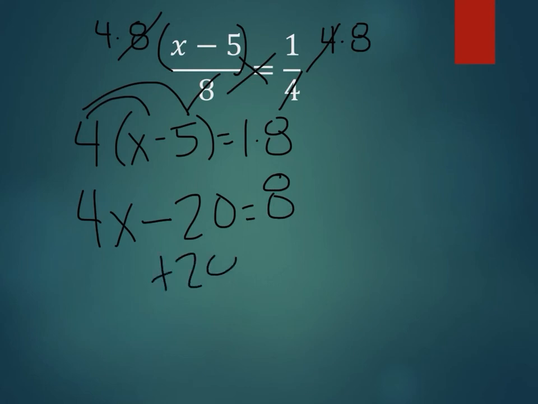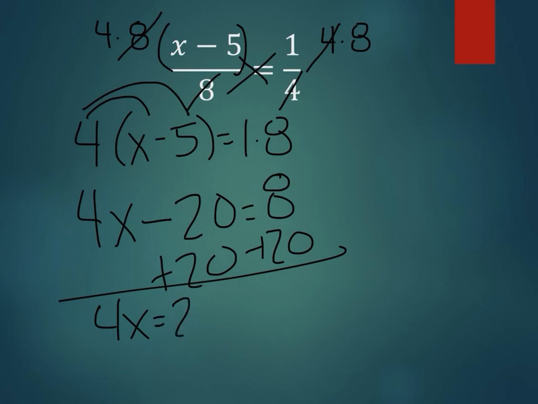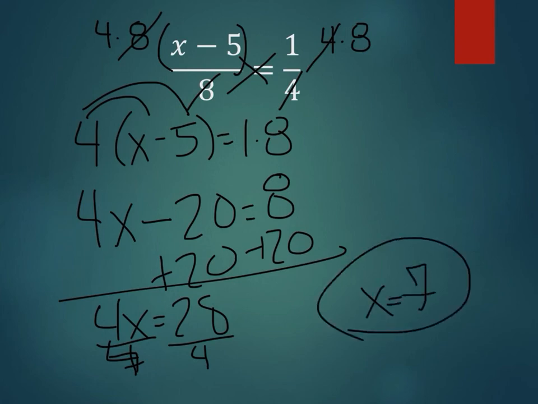I'm going to add 20 to both sides, and 4x is equal to 28. Then if I divide by 4, x is equal to 7. So that's how we solve them. Even if we have a larger term up here on top, it means we have to use the distributive property.